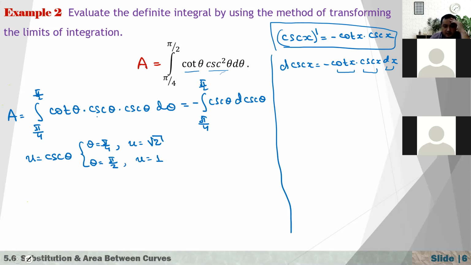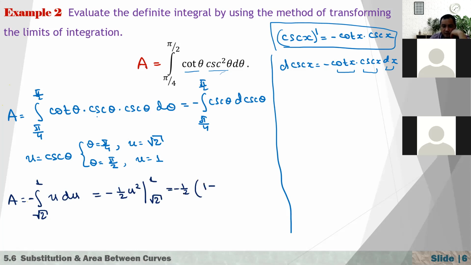So at that time, our integral takes this form. So a will be, the u is changing from square root of 2 to 1, and here we have minus, u du, which is equal to minus 1 over 2 u squared from square root of 2 to 1, equals minus 1 over 2 times: 1 squared is 1, and square root of 2 squared is 2. So that's equal to 1 over 2.